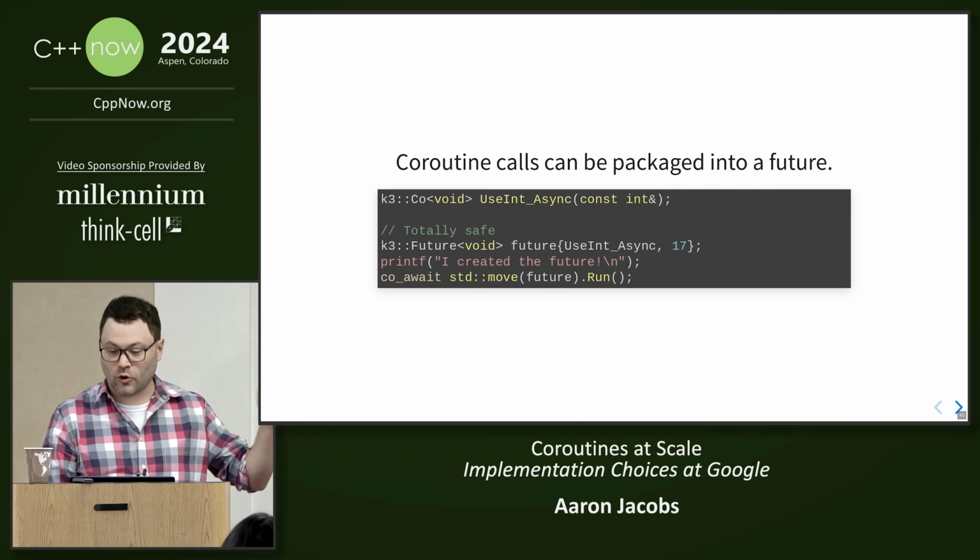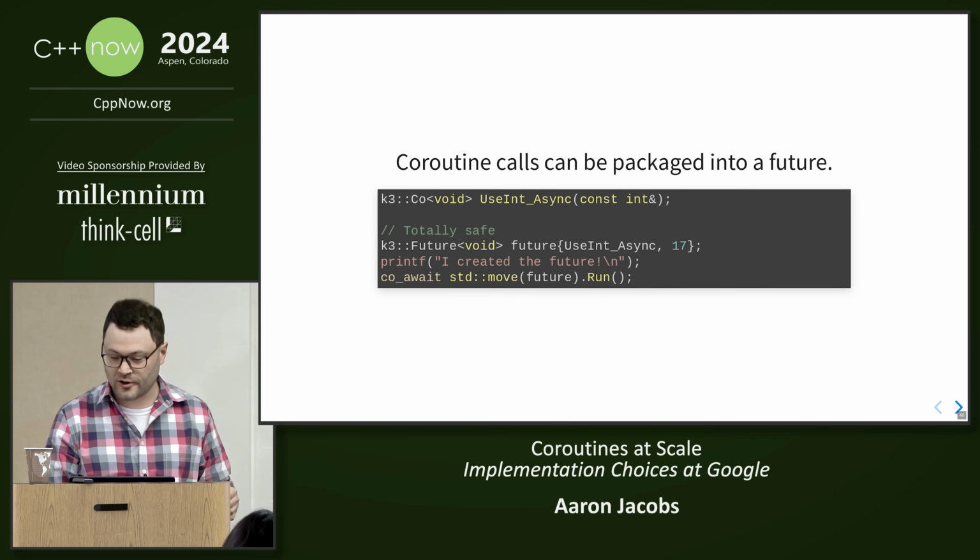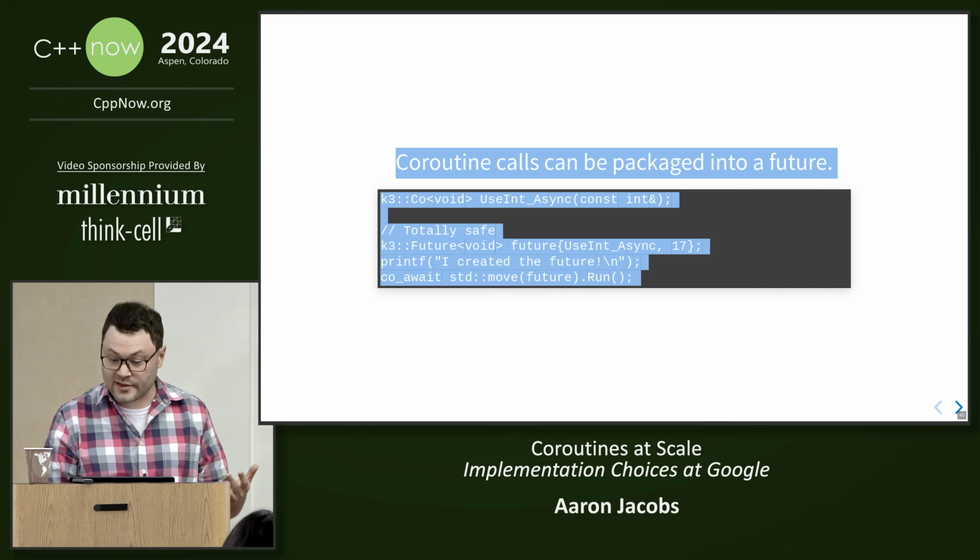Notice that the code looks almost the same as call site B before, but just with a constructor call instead of a direct function call. The future class takes care of making this safe by ensuring that everything is copied.